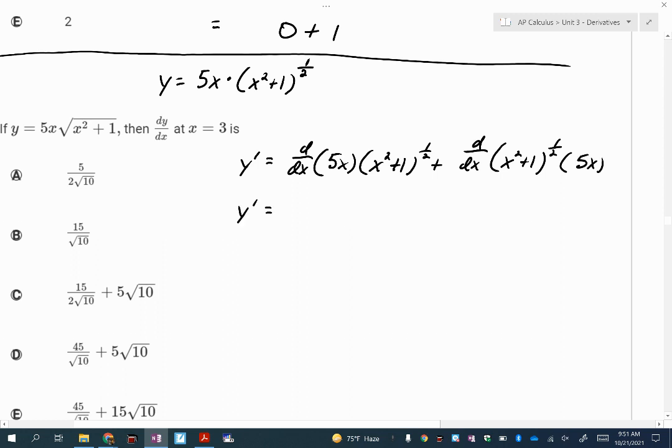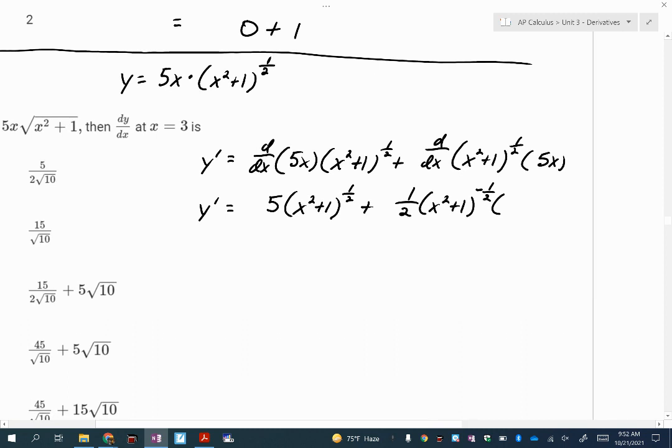All right, so the derivative of 5x is 5 plus the derivative of this. I need to use my power rule, so 1/2 times x squared plus 1 to the negative 1/2 power. Then chain rule, the derivative of x squared plus 1 is 2x times 5x. So this is going to be 5 over the square root of x squared plus 1.